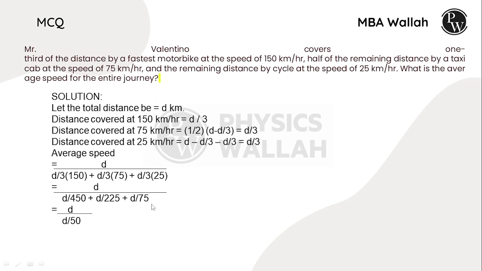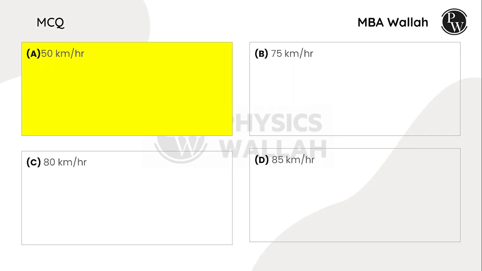On solving this equation, we are getting D whole divided by D by 15. Now D will cancel out and the average speed of the entire journey comes to be 50 kilometers per hour. Hence, option A, 50 km per hour, is the correct answer.